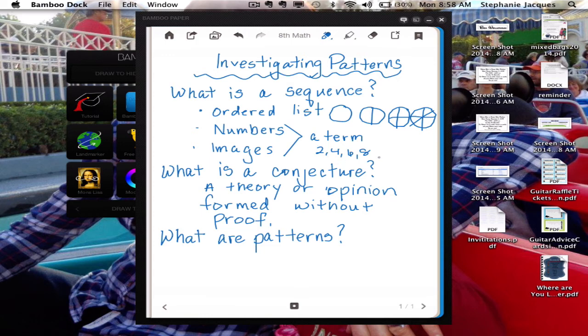So the different kinds of patterns that you're going to see are, you might have a number pattern. You might have a visual pattern. Sometimes there's patterns in nature. So we see patterns all around.